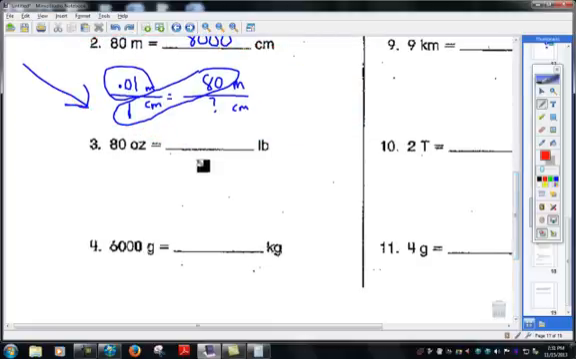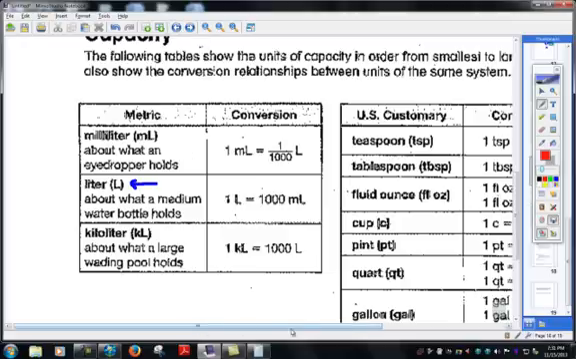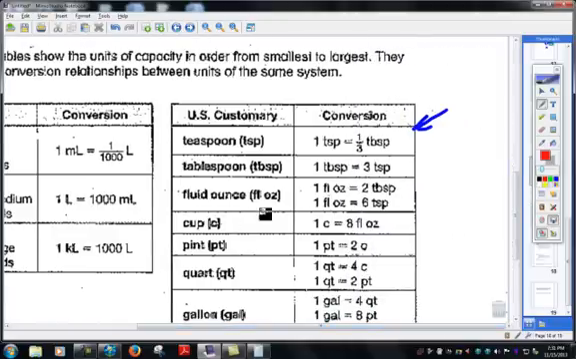Here I'm doing ounces to pounds, so I know I'm going to be comparing ounces to pounds. LB stands for pounds. I know they're giving me 80 ounces. They're asking, how many pounds is that? So I've got to go back to my conversion stuff and figure out how many ounces are in a pound.